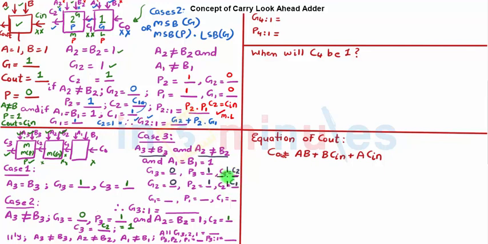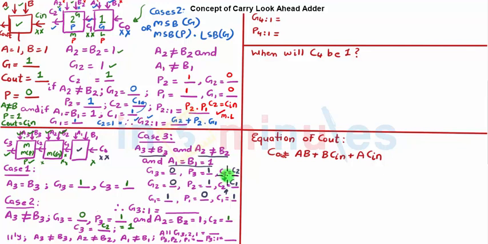C2 equal to C1. But now we see that A1 and B1 both are high. If that's the case, generate 1 is high. And because generate 1 is high, they are mutually exclusive, so propagate has to be 0. Or rather, because A1 and B1 both are 1 and they are not alternating, propagate is equal to 0. And we don't need to wait for C0. We can straight away say that my C1 is equal to 1. That means my C2 is equal to 1. That means my C3 is equal to 1.